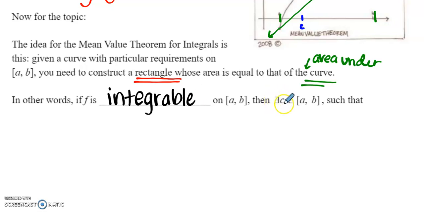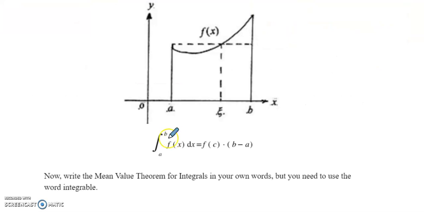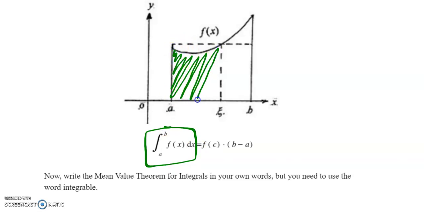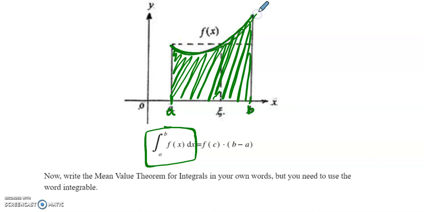Then there exists c on [a, b] such that, drum roll please, the integral from a to b of f of x dx is equal to f of c, remember c is that magic value, times b minus a. And you might be thinking, Ms. Schwartz, what? Let me explain. This side, the integral from a to b of f of x dx, hopefully we can all agree, is this pretty green area that's underneath our curve from a to b, with this being our function f of x.